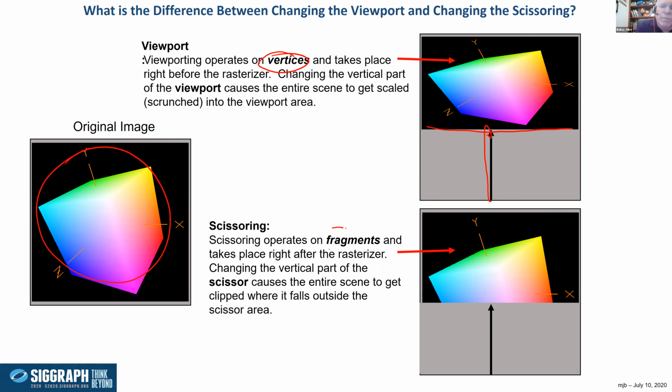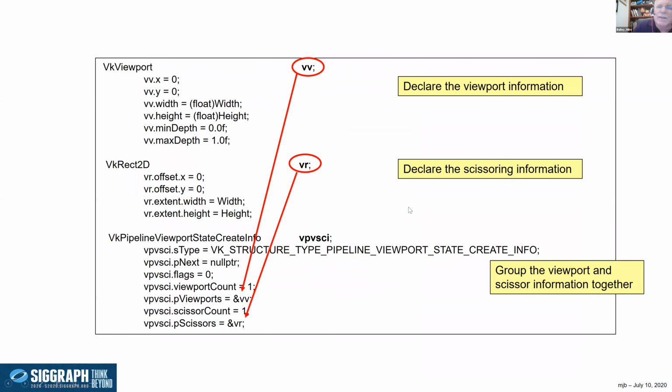Scissoring, on the other hand, operates on the fragments, or the pixels, essentially. And what it does is it causes the entire scene to get clipped. So basically, it doesn't squish the object. It essentially just write protects this part of the screen. This is useful sometimes, like if you want to put a text block there under the object, but you don't want to distort the object, and so you scissor it so that you have an empty chunk of screen to put other stuff. But anyway, they're both given in this part of the pipeline data structure.